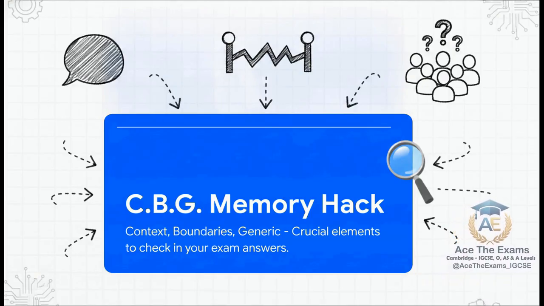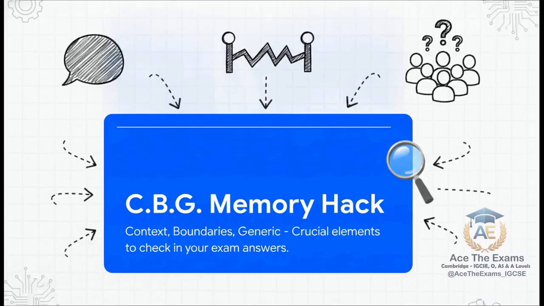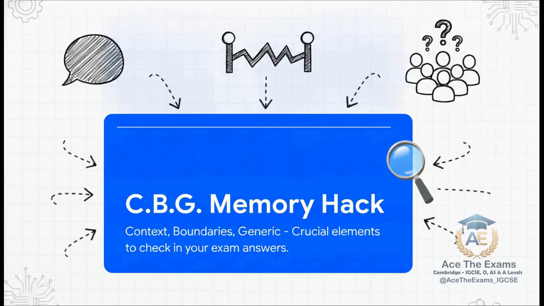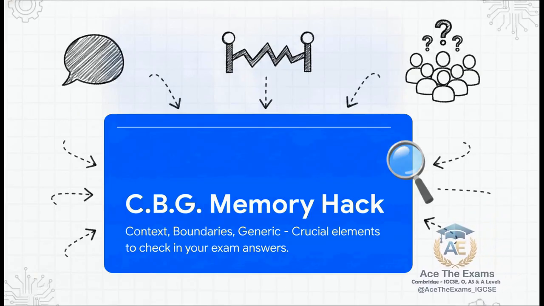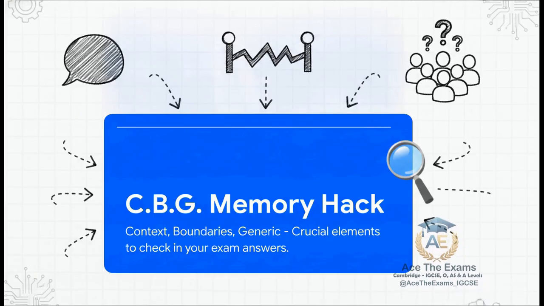To help you avoid these traps, I've designed a quick memory hack for you, CBG. It stands for Context, Boundaries, Generic. I highly recommend you literally write this down on the top corner of your exam paper the moment you sit at your desk. Always check the context of the question, always test your boundary conditions, and at all costs, avoid generic statements. Let's break down exactly what this looks like in practice.